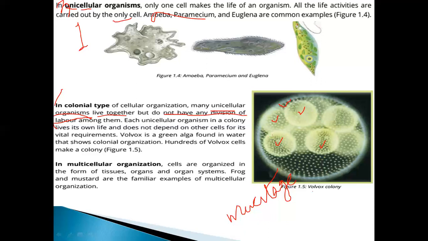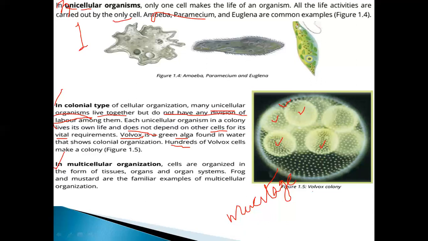Every cell is independent of the others, but they stick and live together. That is the same in the colonial type, but they don't have any division of labor. So each unicellular organism in a colony lives its own life and does not depend on other cells for its vital requirements. Vital means very important requirements for life, like protein making, breathing, photosynthesis, etc. The best example for that is Volvox. Volvox is a green alga, found in water, that shows colonial organization. Hundreds of Volvox cells combine and make a colony like this.